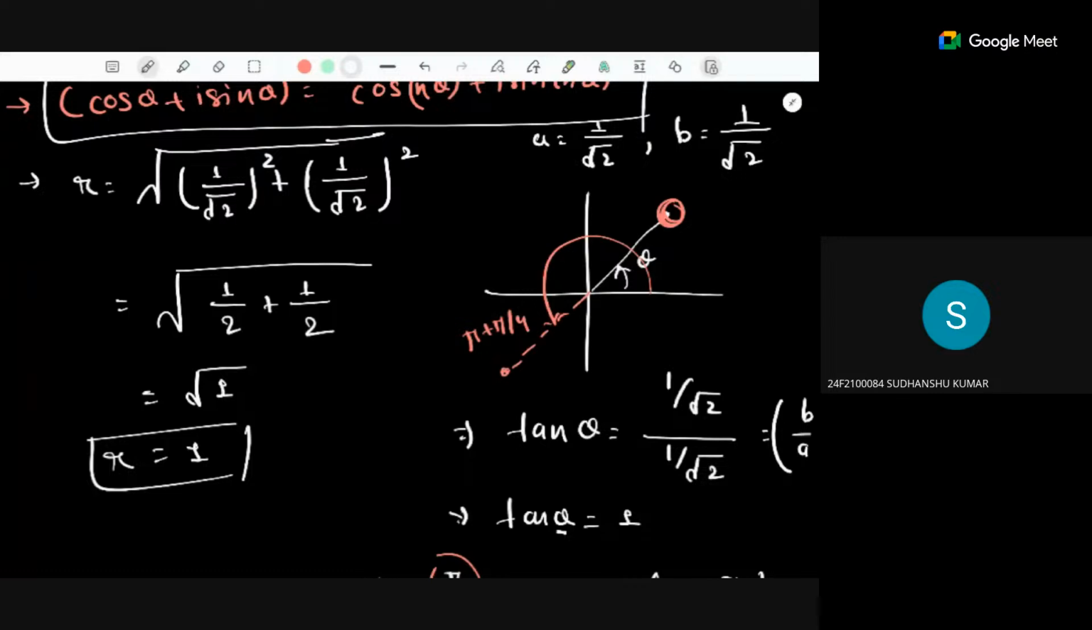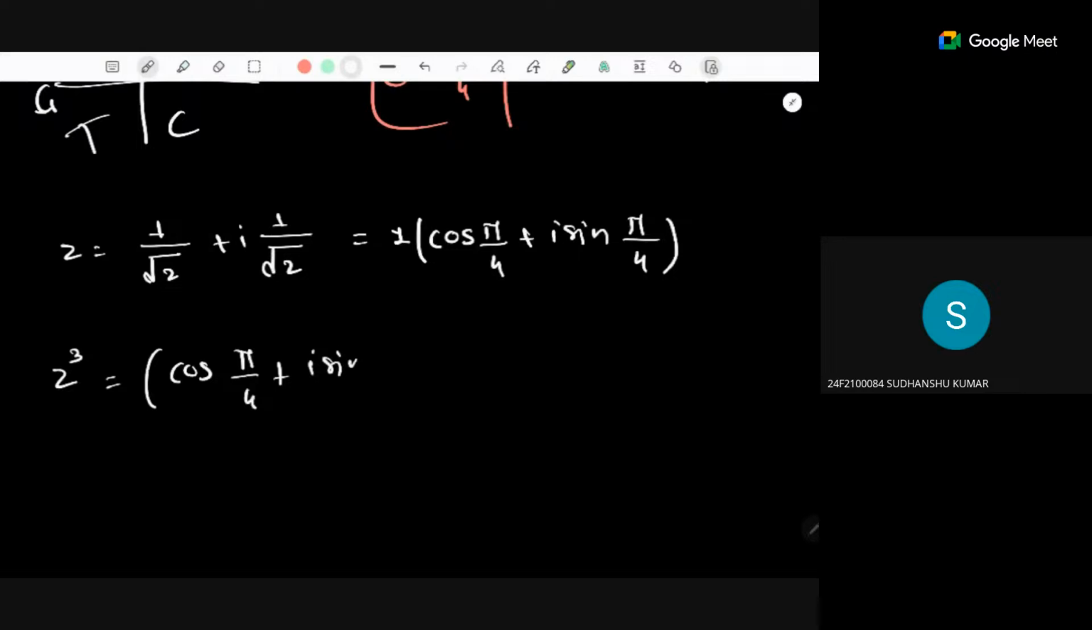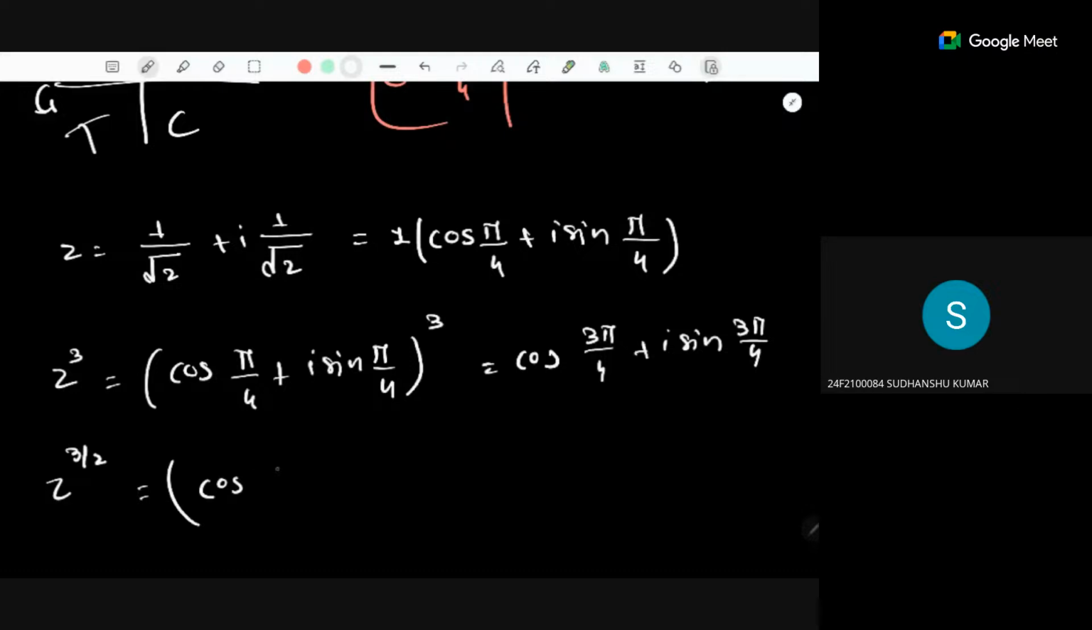Yes, ma'am. We can find it, no doubt. Okay. So here we get that z is nothing but cos pi by 4 plus iota sin pi by 4. So we can find the value of z cube. z cube is nothing but (cos pi by 4 plus iota sin pi by 4) to the power 3, which is the same as cos 3 pi by 4 plus iota sin 3 pi by 4. We can also take 3 by 2 as the power and find z to the power 3 by 2, which is cos 3 pi by 8 plus iota sin 3 pi by 8.